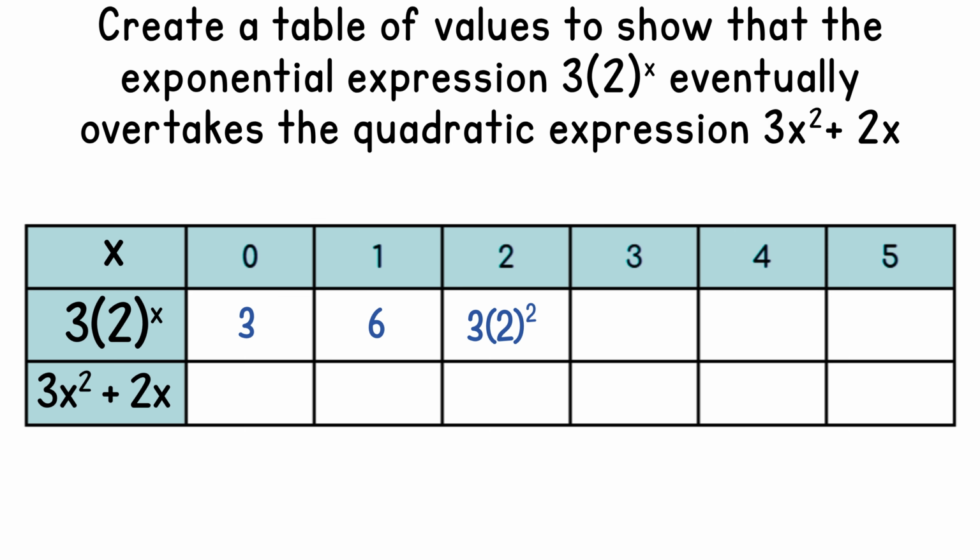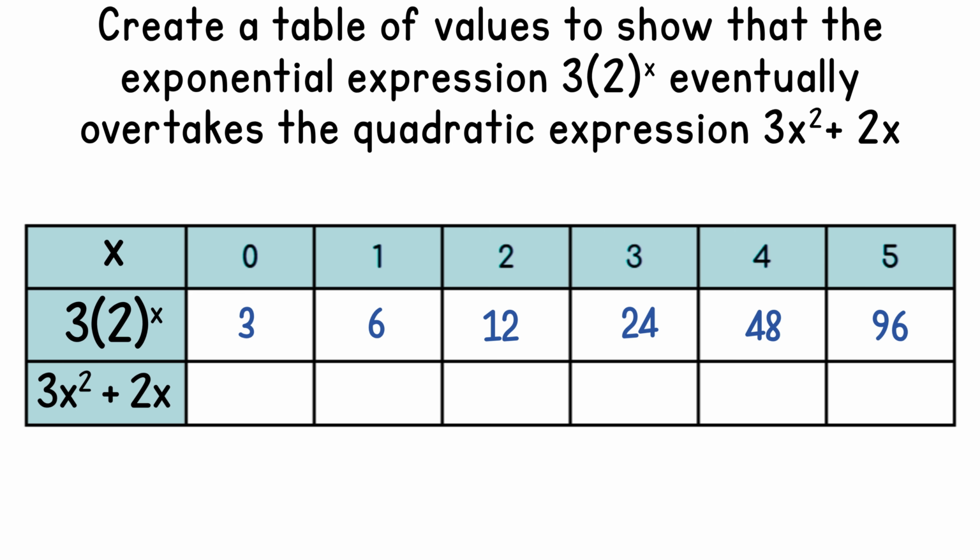Now we'll replace x with 2, and 2 squared gives us 4. Multiplying that by 3 gives us an answer of 12. Now we'll replace x with 3, and 2 to the third power is 8. Multiplying that by 3 gives us 24. Now we can see that the pattern is just doubling on each step. So when we go to x is 4, we can just double the 24 that we have, which would give us 48. And then we can double that again for x equals 5, and we'll get 96.